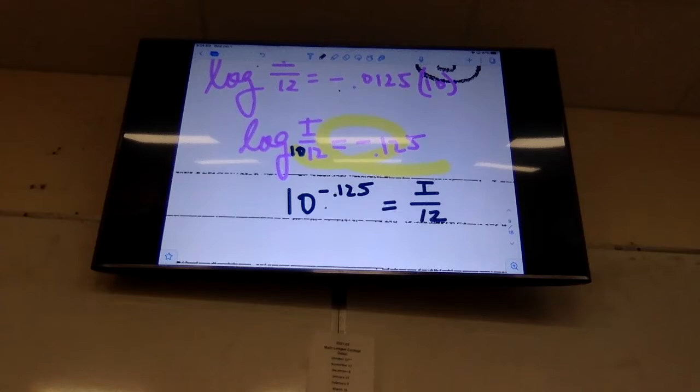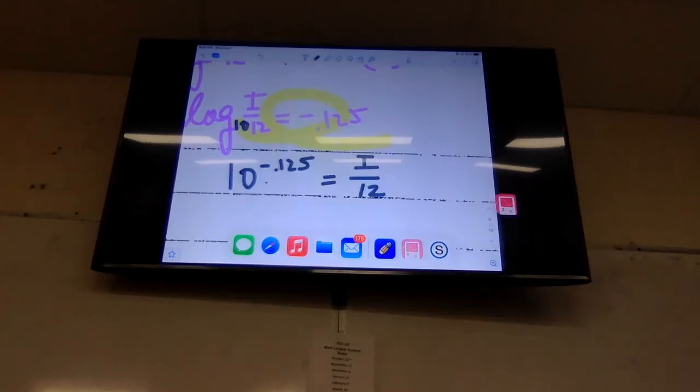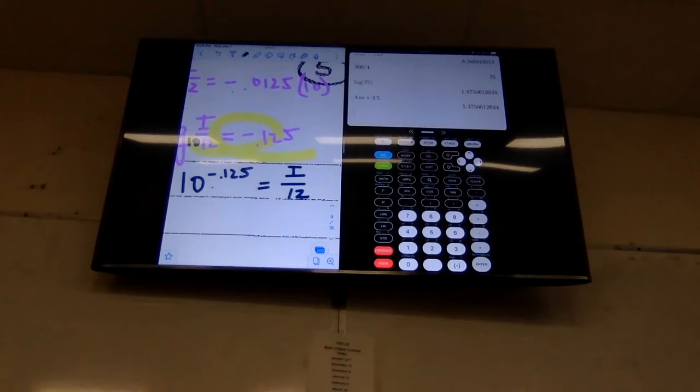Say that one more time. If there's no base with your log, we assume it's a 10. So I'm going to get my calculator out so I can actually calculate what this is. So I've got 10 raised to the negative 0.125. So I get essentially 0.75.